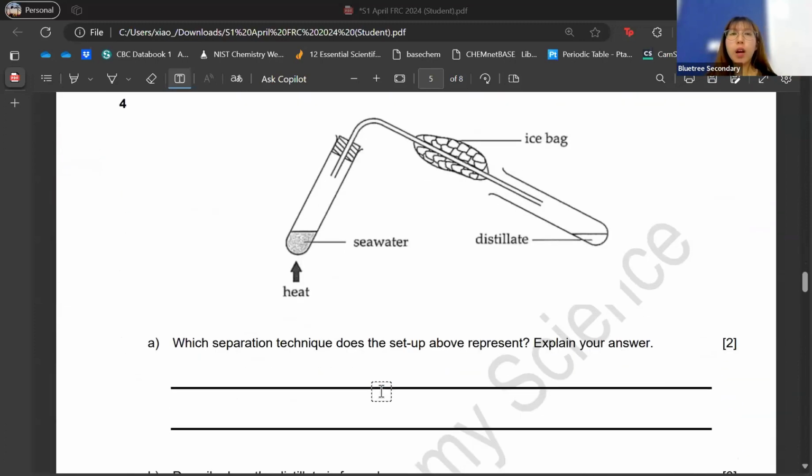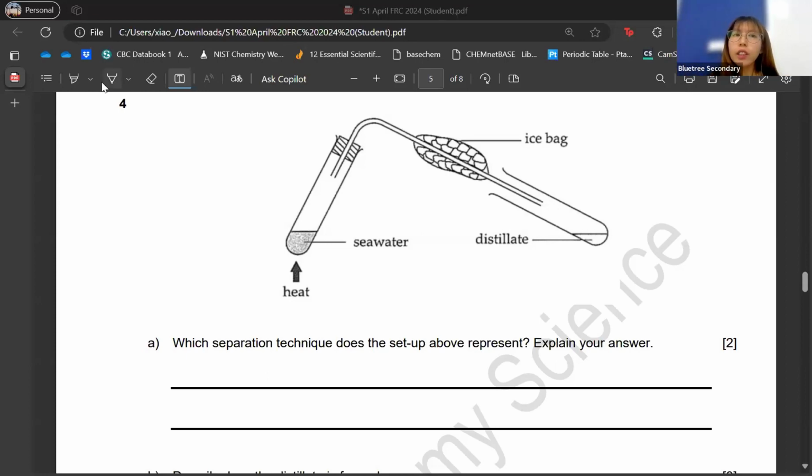Question 4 is what we call an application question. Why is it considered an application question? Because this setup is not taught in school. That means you don't learn a technique that is attached to this setup. If you were given this setup in the test, you'll be wondering, what is this setup? Is it filtration, distillation, chromatography, or whatnot? That is why this is an application. You need to apply. What does this setup appear like? What is this setup similar to from the textbook techniques that you have learned?